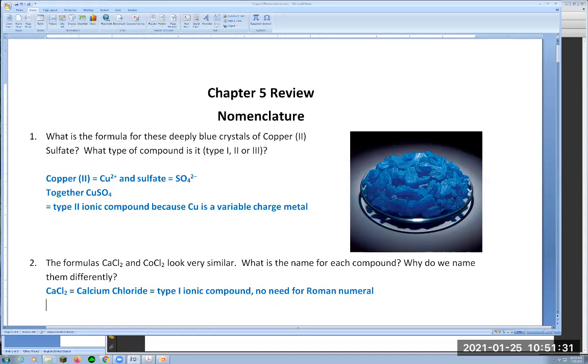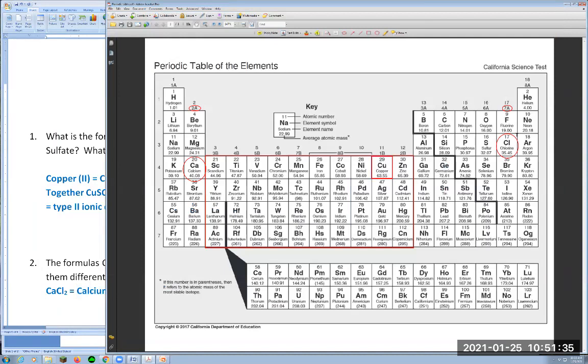Now, CoCl2. So Co, you look at your periodic table, and Co is cobalt. Cobalt is a transition metal, as you can see. It's part of this B group or D block. So we will need a Roman numeral because cobalt is not an exception. So we need to decide what is the charge on cobalt to know what kind of Roman numeral we will need.